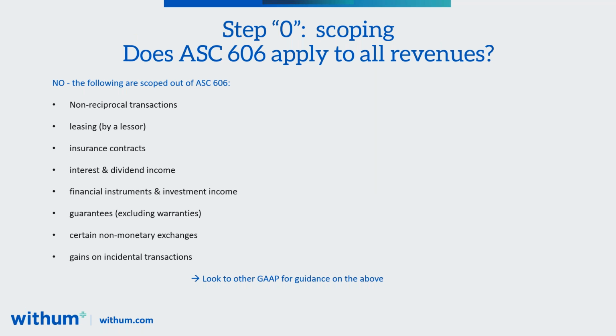There are some scoping things to keep in mind for 606. Jim mentioned leasing as a possibility earlier. And so those scoping considerations are here on the slide. Jim did a fantastic job talking about non-reciprocal or non-exchange transactions, but there are some other types of revenue streams here on the slide that are scoped out of ASC 606, and you will continue to follow other present GAAP for those. So just keep those in mind.